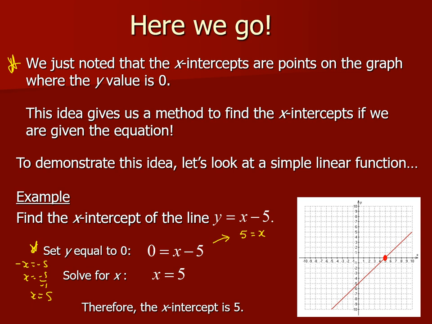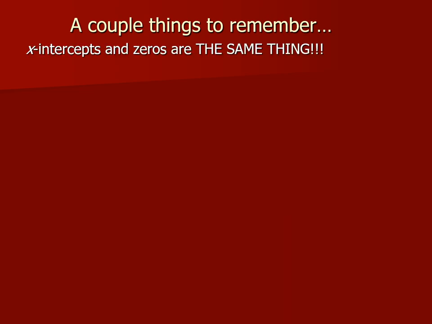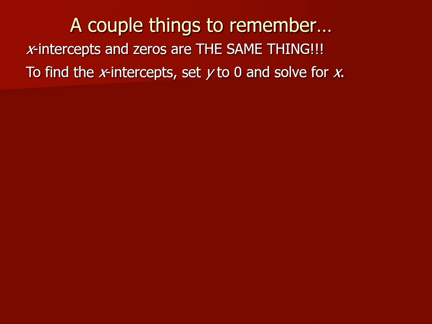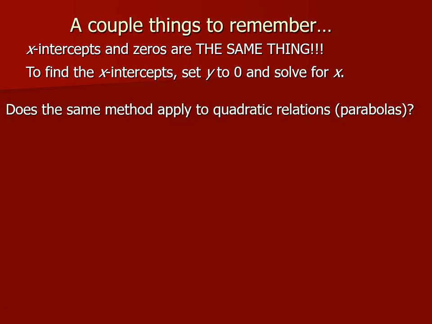A couple of things to remember. X-intercepts and zeros are the same thing. Same exact thing. To find x-intercepts, set y equal to 0 and solve for x. Does the same method work for quadratics and parabolas? And the answer is yes. The equations are a little tiny bit harder.